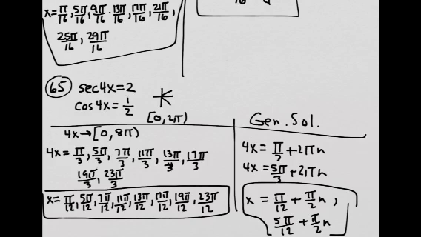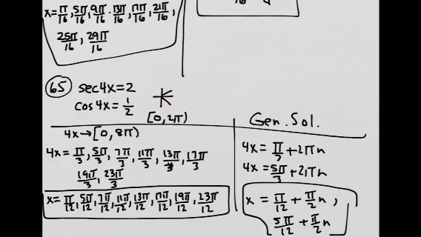Alright, for 65, the first thing I did was convert it to the reciprocal function. So here it is, secant's reciprocal is cosine, and the reciprocal of 2 is 1/2. So cosine is 1/2 in quadrants 1 and 4. So if I'm only looking at x between 0 and 2 pi, that means 4x is between 0 and 8 pi. So this angle here is pi over 3. This angle here is 5 pi over 3.